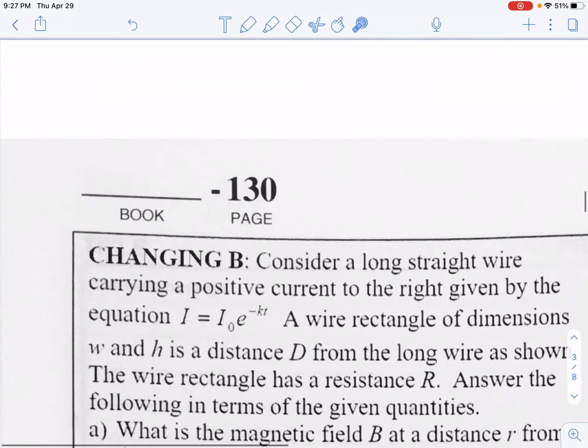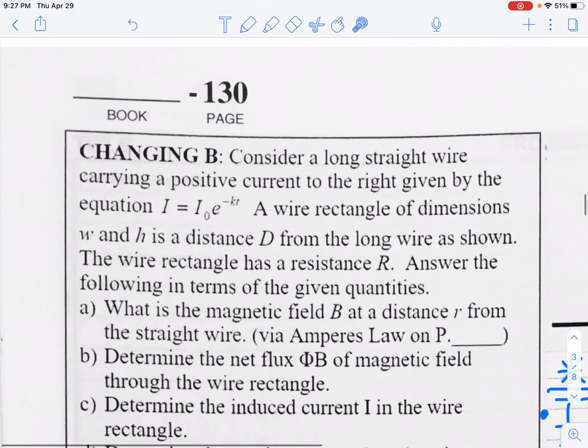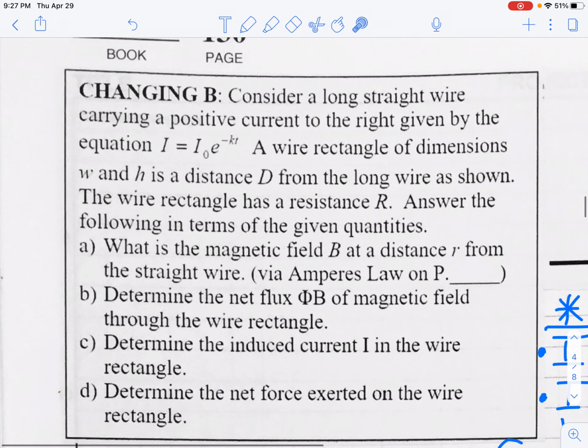And our example here is to consider a long straight wire carrying a positive current. Notice that the current is changing. As soon as I see that, I think there's going to be a magnetic field that changes as well, since magnetic field is related to current strength. They give us the dimensions of the wire, the resistance, and answer in terms of the given quantities.